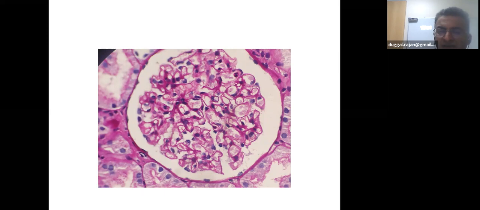So if it is a normal glomerular morphology and IF is negative, I'll label this as a lupus podocytopathy. But if IF shows deposits along the glomerular capillary wall, then it is class 5 lupus nephritis. And both lupus podocytopathy and class 5 lupus will not show any activity in the pathway. There will be no interstitial inflammation.